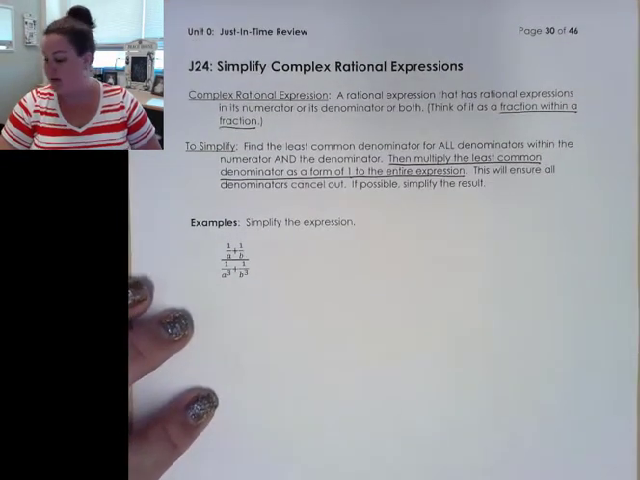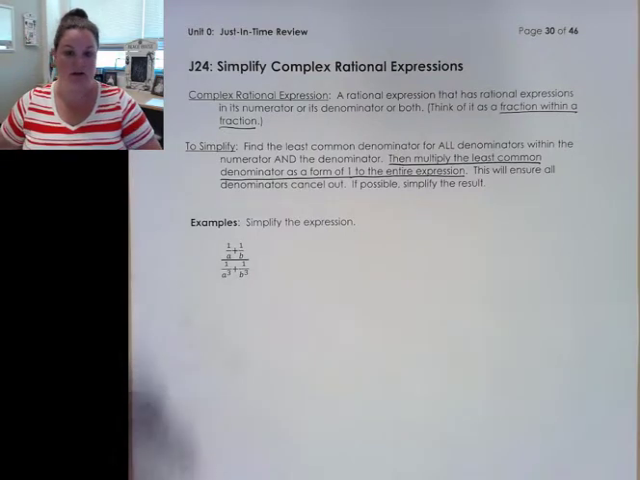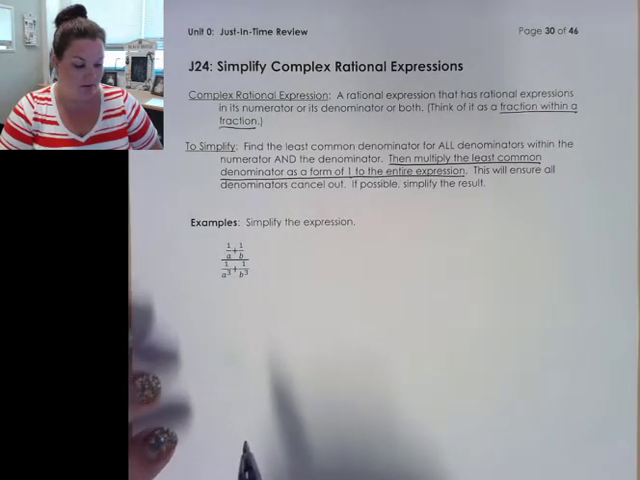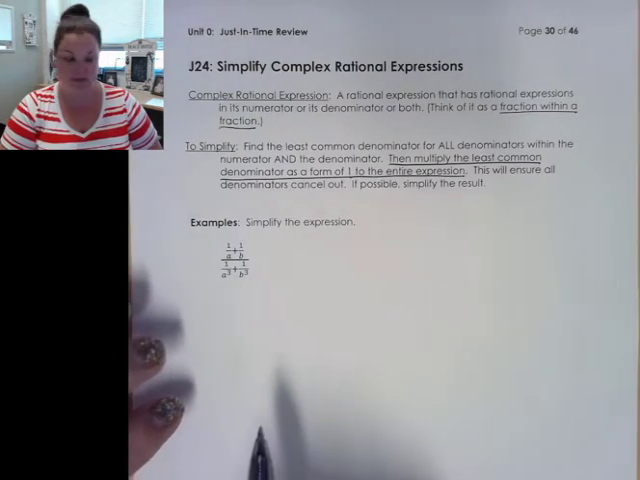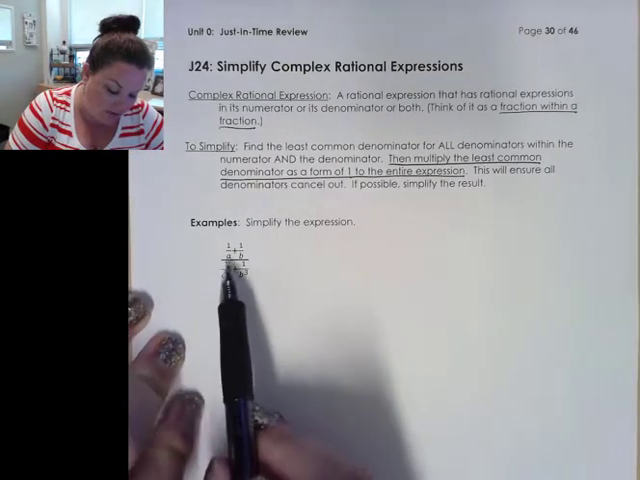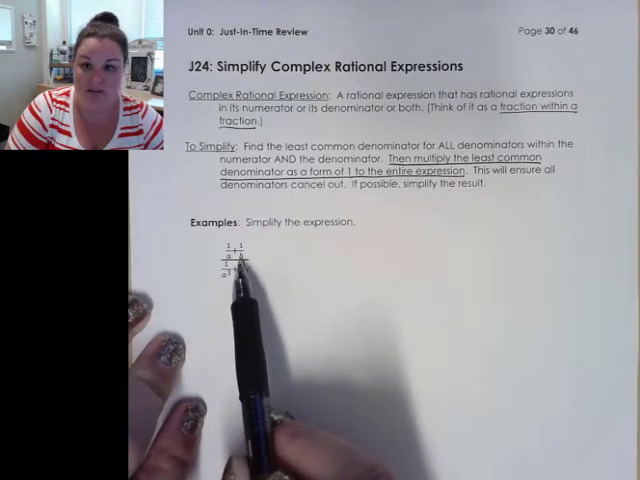On this one, the first thing I want to do is figure out what is my least common denominator. What is my least common denominator that works for every single denominator within this rational expression? So if I look on the top, I need an A and I need a B, right? So I need at least A and B for sure.